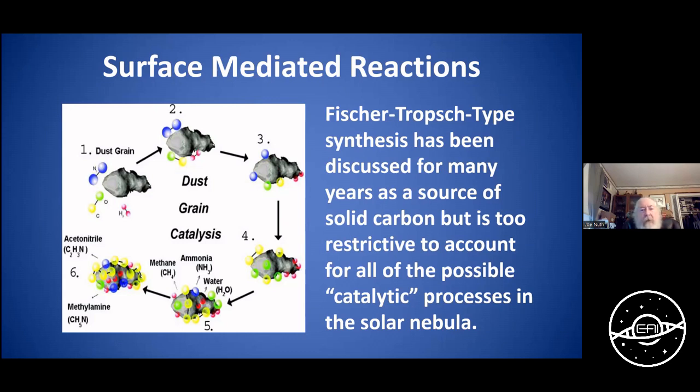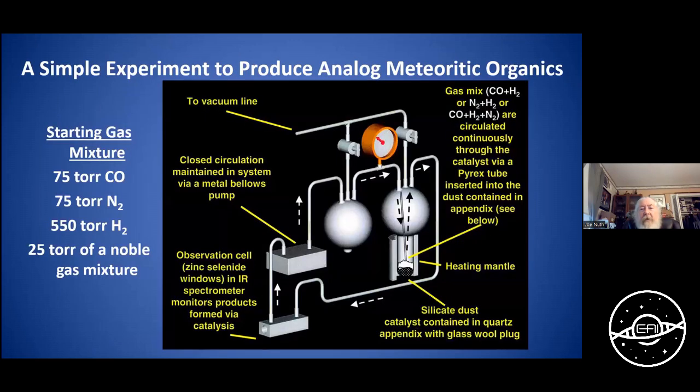We've done experiments in a very simple system and using a very simple gas mixture. So this is fairly straightforward. What happens in this system is that we put analog silicate materials, silicate grains, dust that we make in our laboratory, that resembles fresh condensed silicate smokes. And in here, we basically circulate a mixture of carbon monoxide, nitrogen, and hydrogen, plus a little bit of noble gases, inside a heating mantle.